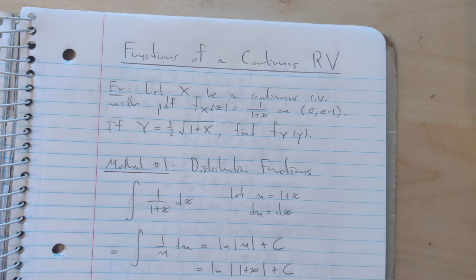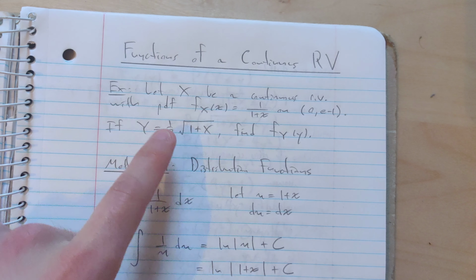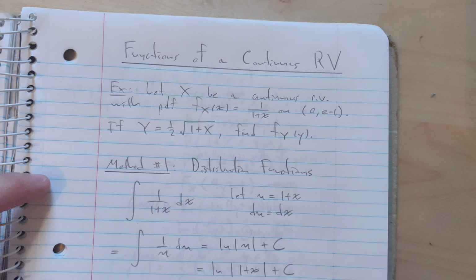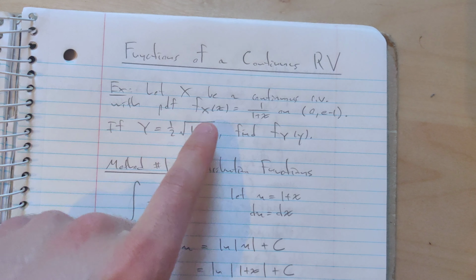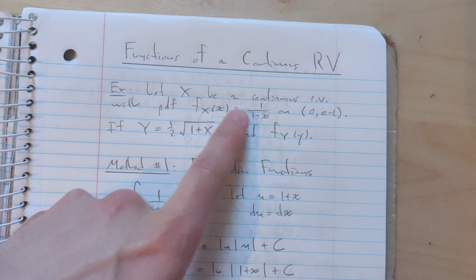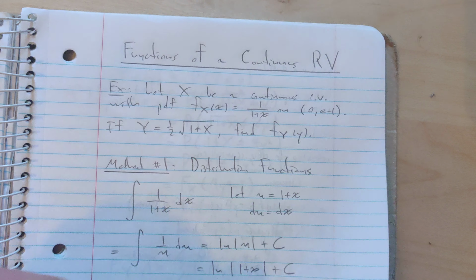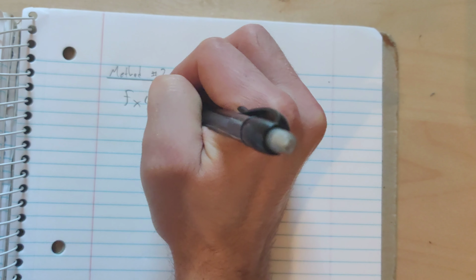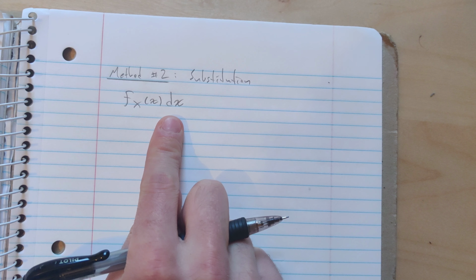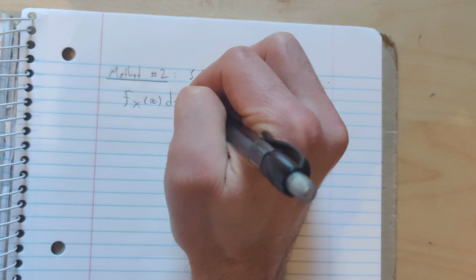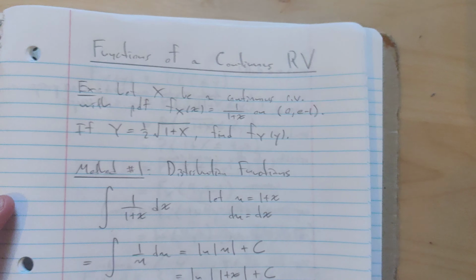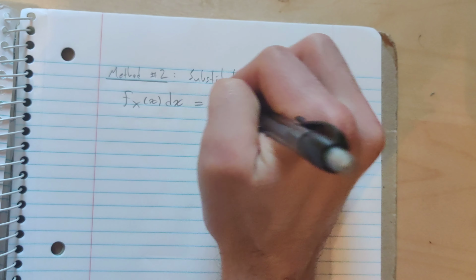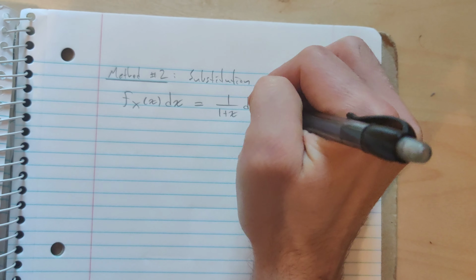Now there's this method, the method of substitution, you go straight from the PDF of x to the PDF of y. It's going to be quicker. Let's see how it works. What we're going to do is take the PDF for x, and add a dx, just like imagine it's in an integral. So we've got this thing, 1 over 1 plus x dx.